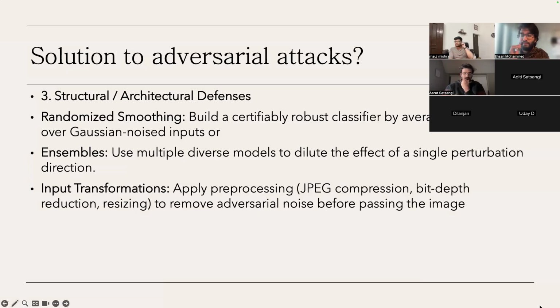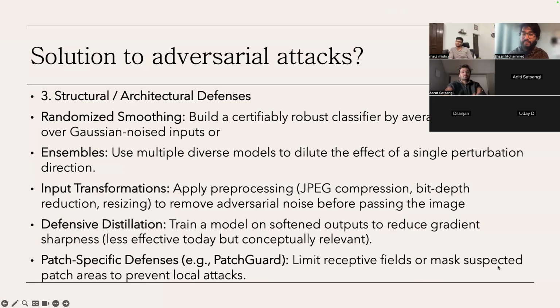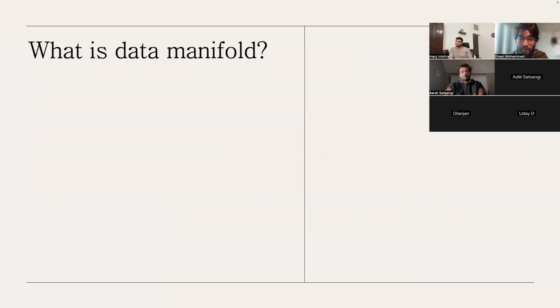Input transformations, pretty simple stuff. If you apply pre-processing such as JPEG compression, bit depth reduction, and a lot of other things before passing your image into the model, you might be able to eliminate the adversarial noise that has been applied to it. There is defensive distillation as well, and path-specific defenses that you can look at. I'm just going to skip past them. I'm probably going to go to data manifold from here.